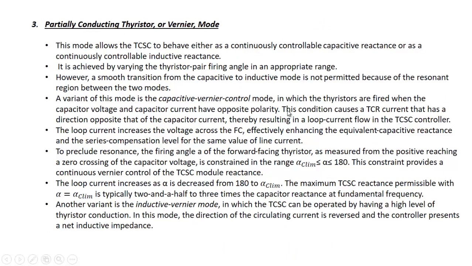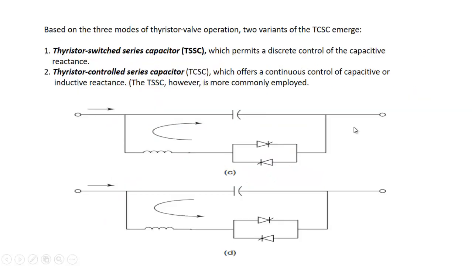In this case, the capacitor voltage and the capacitor current will have opposite polarity. This condition causes the TCR current to have a direction opposed to the capacitor current, thereby resulting in a loop current flow in the TCSC controller. So in this case, the capacitive current will be more as compared to the inductive current. So the total current will have this direction. The loop current will have this direction.